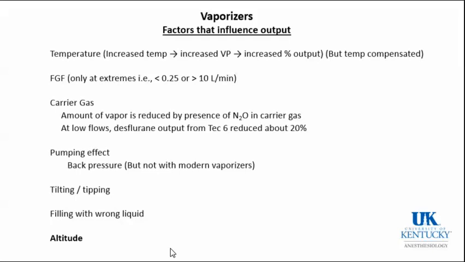And tilting can spill liquid up into the upper part of the vaporizer, and hence they'll get pure agent, which of course is bad. And of course, if you put the wrong agent into the vaporizer, that could screw it up. We have all sorts of safety features now, special indexed bottles, tops, caps, filling sites to try to keep us from screwing things up, but we still can do bad things.